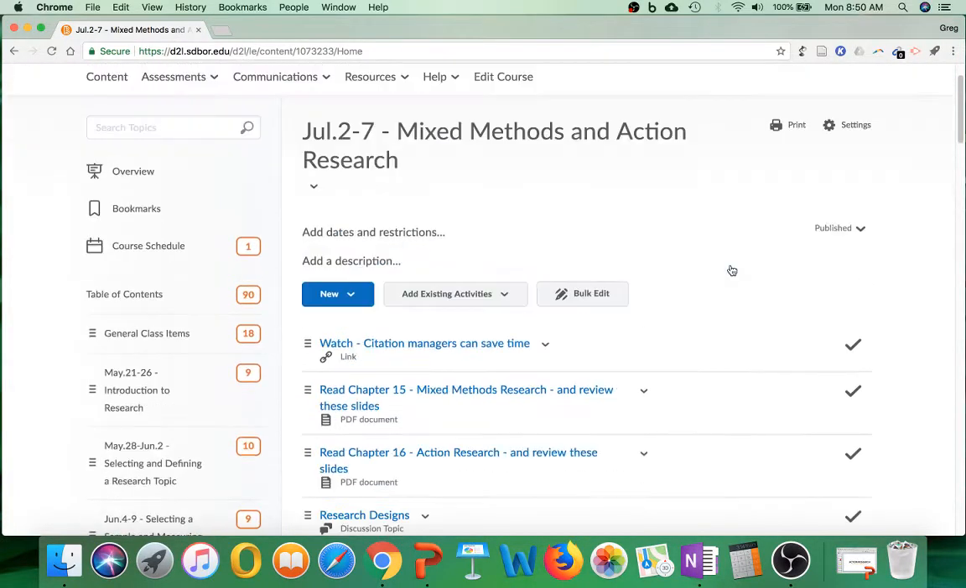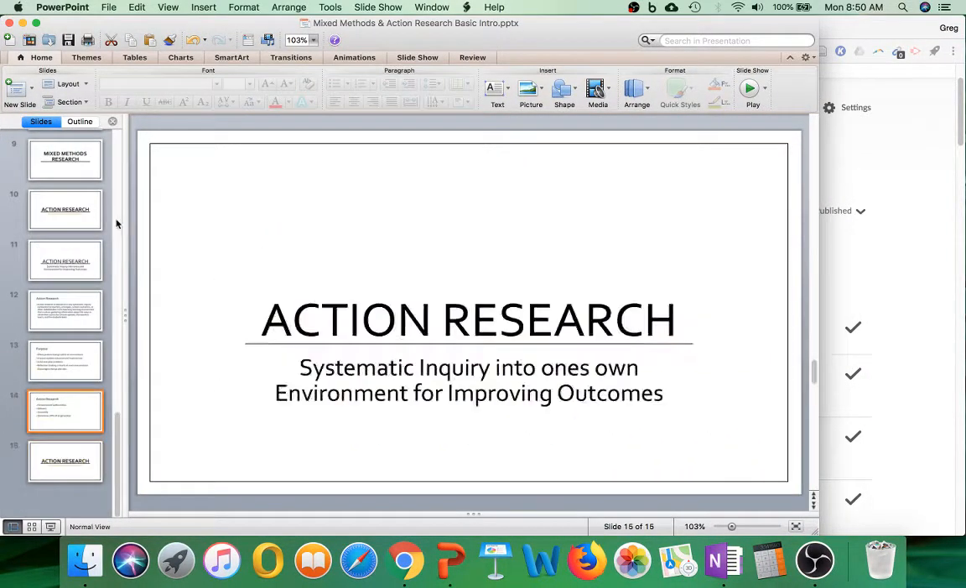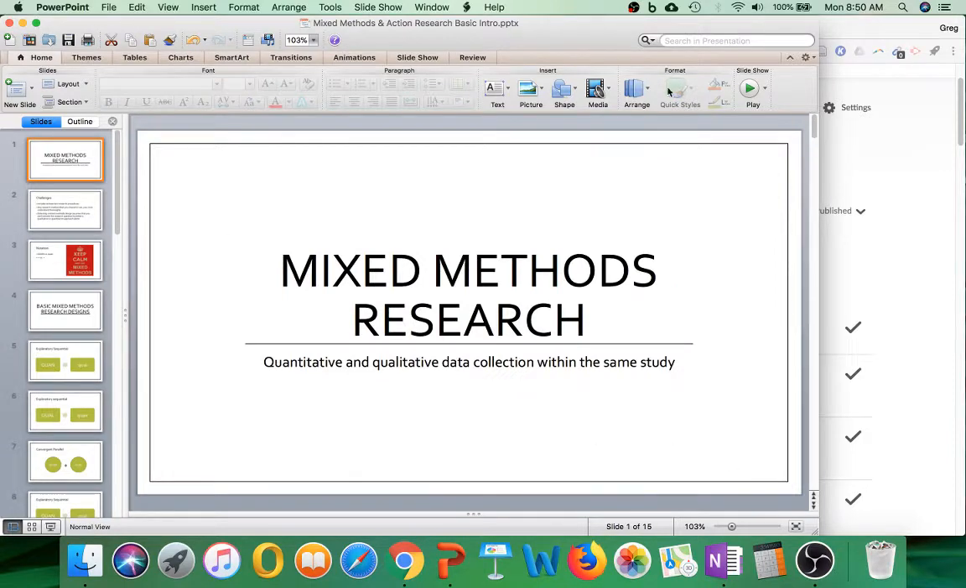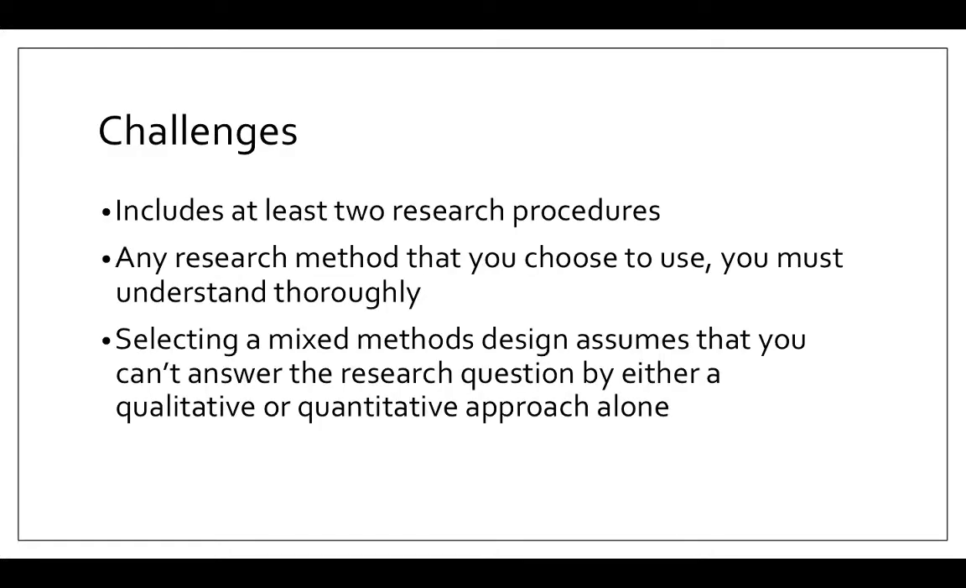All right, let's talk about mixed methods and action research for this week. So action research, let me go back actually. We'll start with mixed methods research. Here we go. All right, mixed methods research is quantitative and qualitative data collection within the same study. And so these are the two different types of research you'll be learning about, mixed methods and action research. So mixed methods includes quantitative and qualitative data collection within the same study. But there are a lot of challenges with this, as you can imagine, because again, you're collecting more information than you would otherwise. In another study, you might just collect quantitative information or just qualitative information or data.